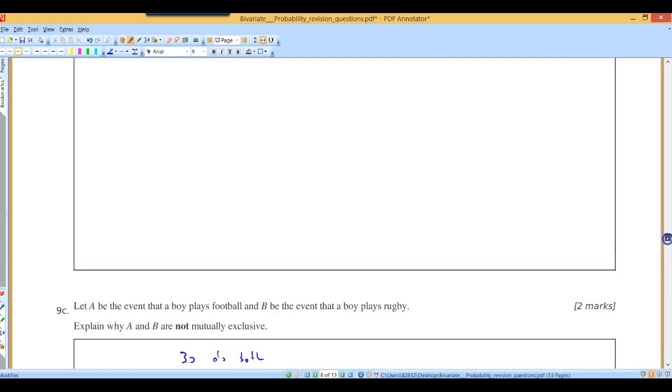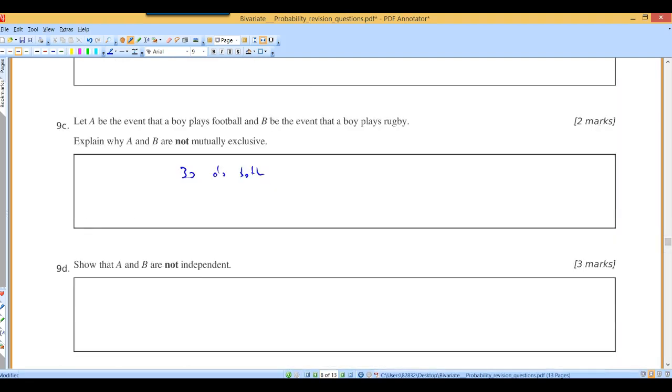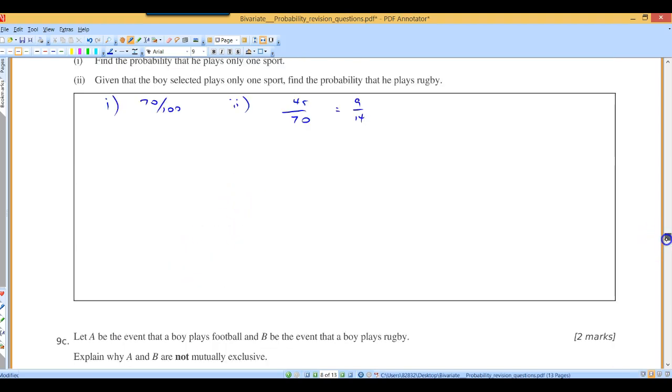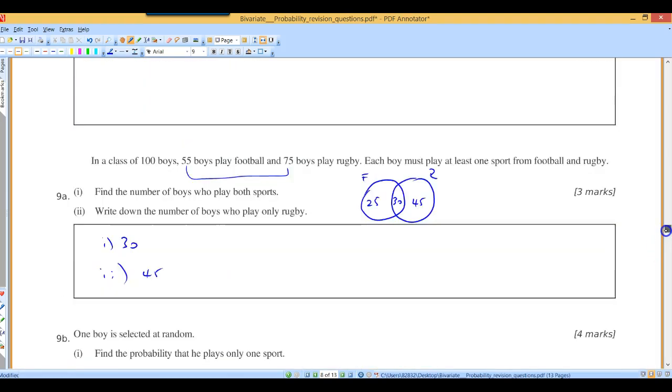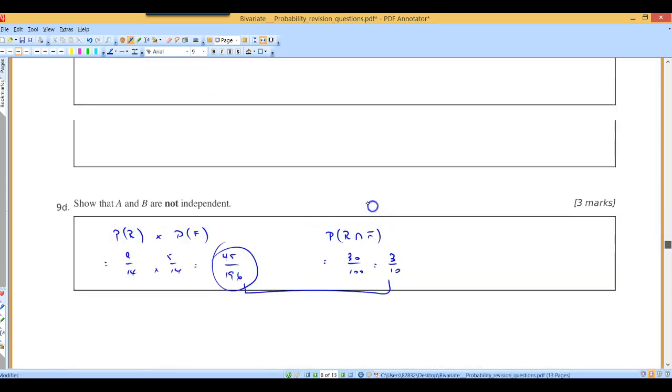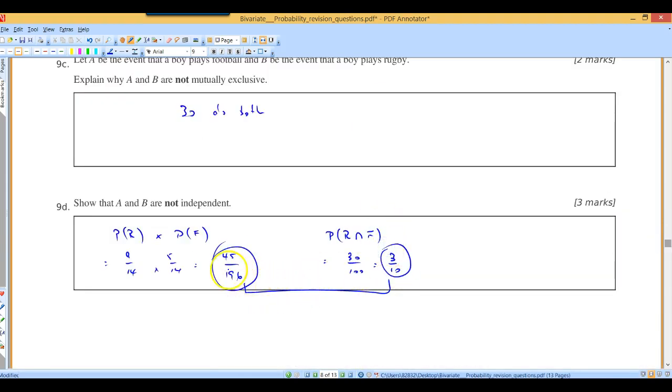To show they're not independent, all we need to do is multiply the individual probabilities. Probability they play rugby, we did up here, which was 9 over 14, once it was simplified, 45 over 70. Probability that they play football was 25 over 70, if you remember, just football. So just rugby, just football, multiply them out, 45 over 196. Now, what's the probability they play both? Well, that was the intersecting area, which was 30 over 100. And it's pretty clear to see that 3/10 and 45 over 196 are not equal, and therefore these two events are not independent.